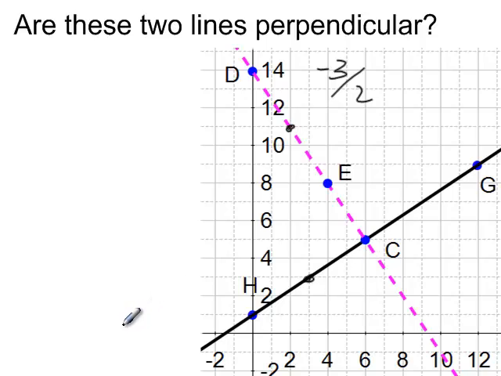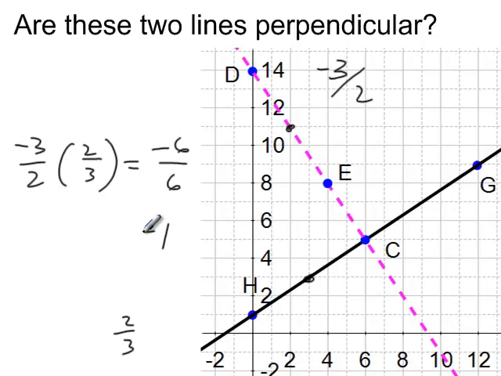So this slope is going to be 2 over 3. Are they negative reciprocals of each other? Yes. So the lines are perpendicular. We can double check: take the two slopes and multiply them against each other, and do you get negative 1? Yeah, you get negative 6 over 6. I'd call that a negative 1. Yes. Here, I'll put a big yes.